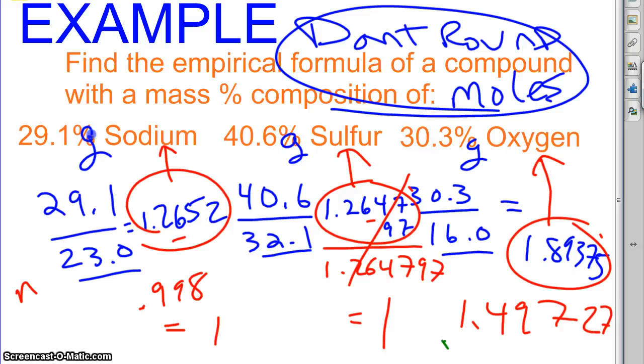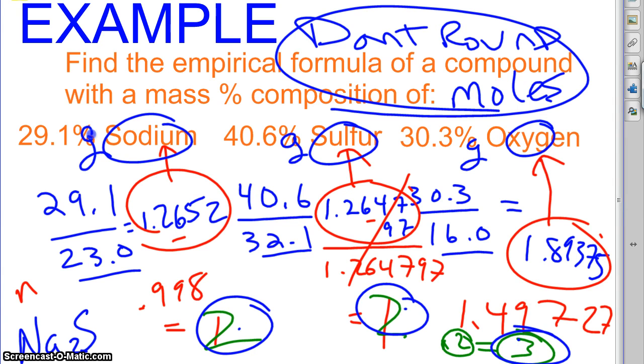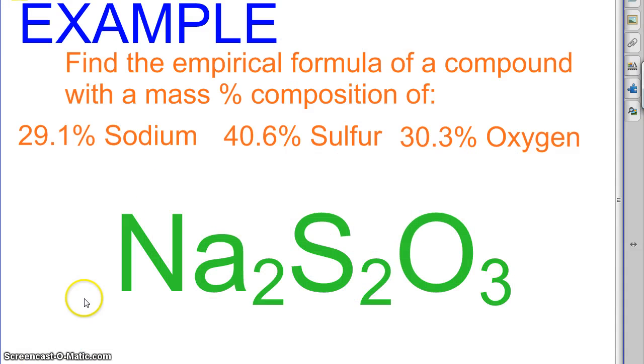If we double 1.5, we get 3. So our number there is 3, but we doubled it, so we've got to double this, and we've got to double this. So those numbers then, 2, 2, and 3, are the subscripts in the answer to the empirical formula. So the sodium gets a subscript of 2, sulfur gets a subscript of 2, and oxygen gets a subscript of 3, for an answer of Na2S2O3. And that is sodium thiosulfate. That is our answer, Na2S2O3.